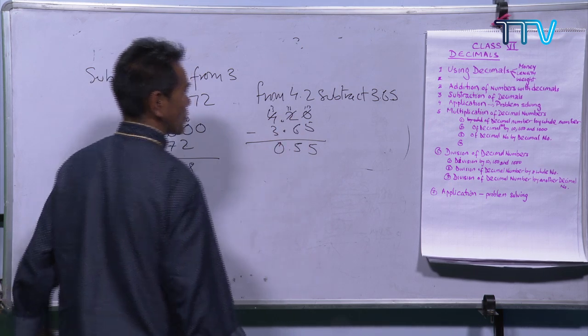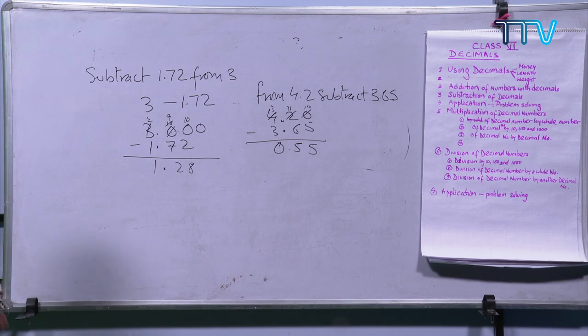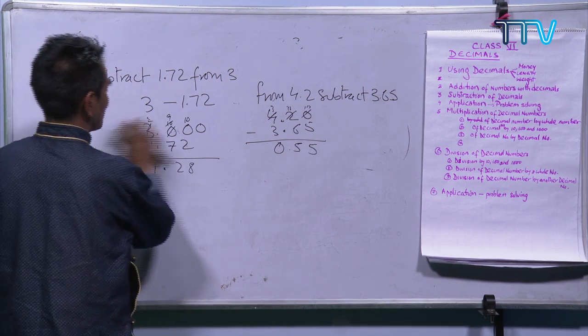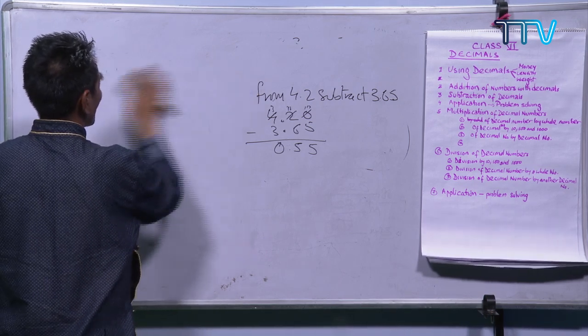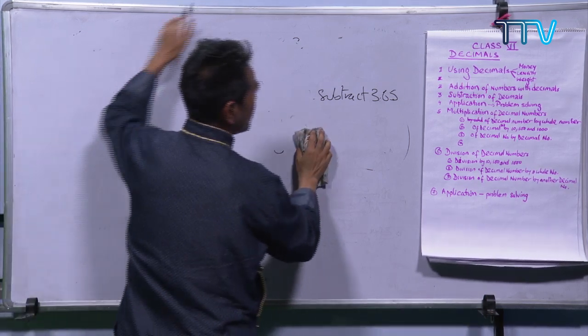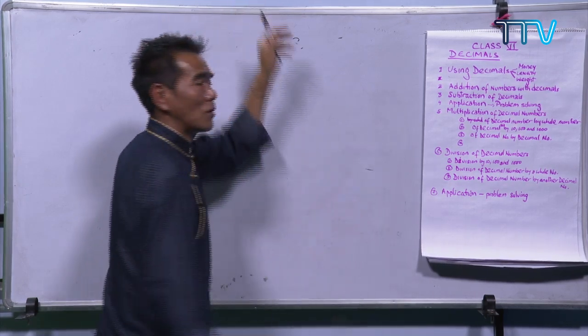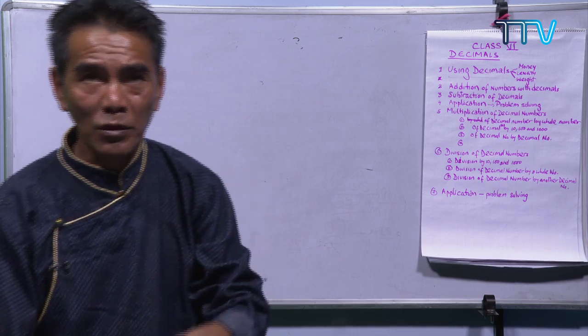11 minus 6 is 5 point 0. This is a decimal game. Another topic is multiplication. Multiplication of a decimal number by a whole number.